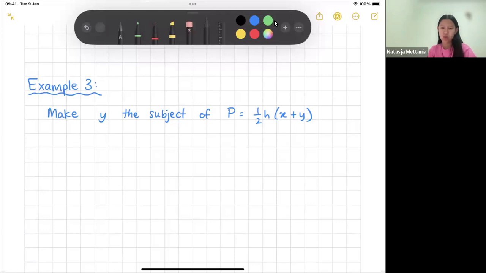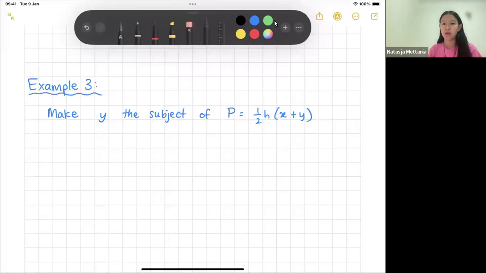So I'm just going to go through example number three. This example number three, I wouldn't really call it an application question. I would call it a question where we get an actual formula that exists, for example, the area of a trapezium or the area of a square, and I need to rearrange it.